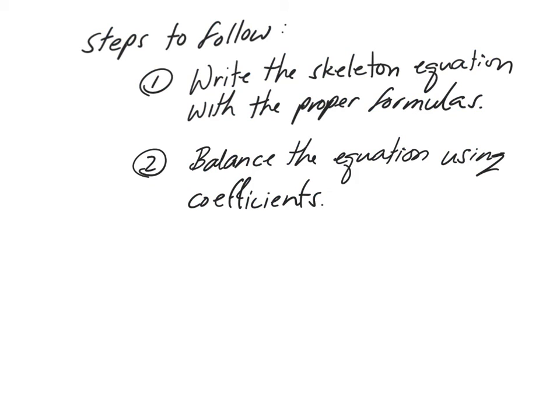Okay, these are the steps you need to always follow when you're doing this. Start out by writing the skeleton equation, okay? Just the proper formulas, and then balance the equation using coefficients, okay? Once you've written your skeleton equation with the proper formulas, you cannot change those formulas, okay? The only thing that you can do to balance the equation is to change the coefficients, okay? Let's go to the worksheet now and let's get you started on that.